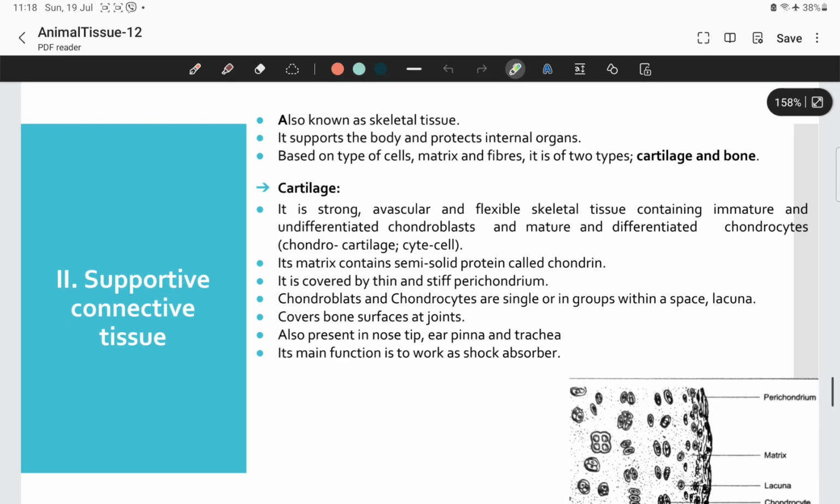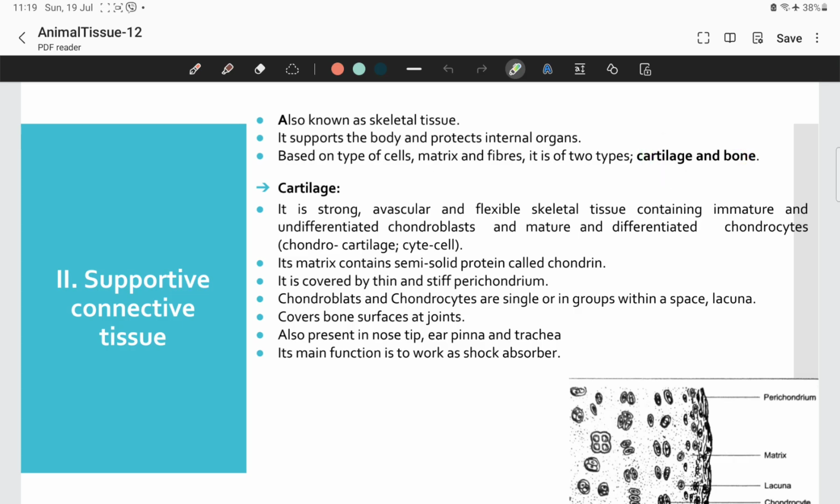Now let's go to the second type of connective tissue. There are a total of three types of connective tissue, as I told you before. The first one is proper connective tissue, which we discussed just now. Proper connective tissue was mainly concerned with connecting the different tissues. Now supportive connective tissue is mainly concerned with supporting the body, and of course it will protect the internal organs with the help of cartilage and bone. So cartilage and bone are the examples of supportive connective tissue.